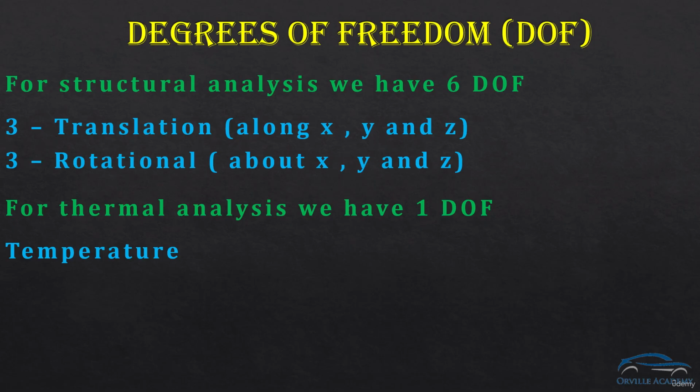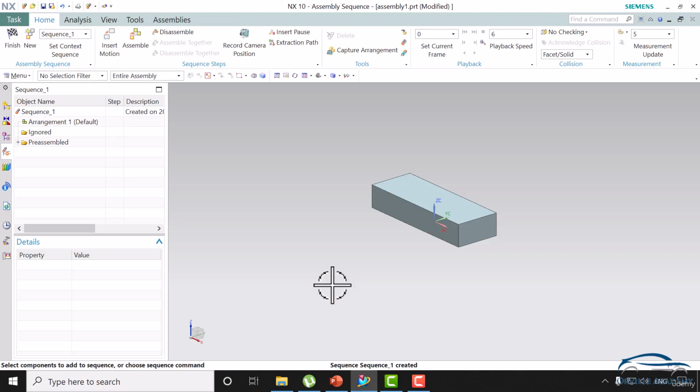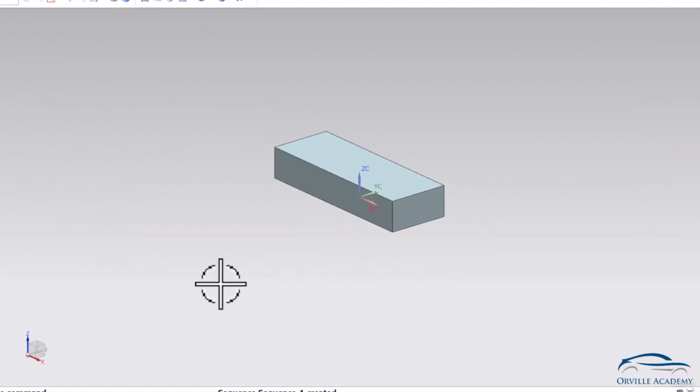These degrees of freedom are nothing but 3 translation and 3 rotational degrees of freedom along the XYZ and about the XYZ. Now let us have a look at these 6 degrees of freedom with the help of NX CAD. Of course, in our sessions we are not going to learn about NX CAD. But since I want you to visualize how these degrees of freedom work, I am going to show the motion of the object in NX CAD. You can see on my screen I have this simple object, or you can consider this object as a particle also. I want to see in how many directions it can be freely moved.